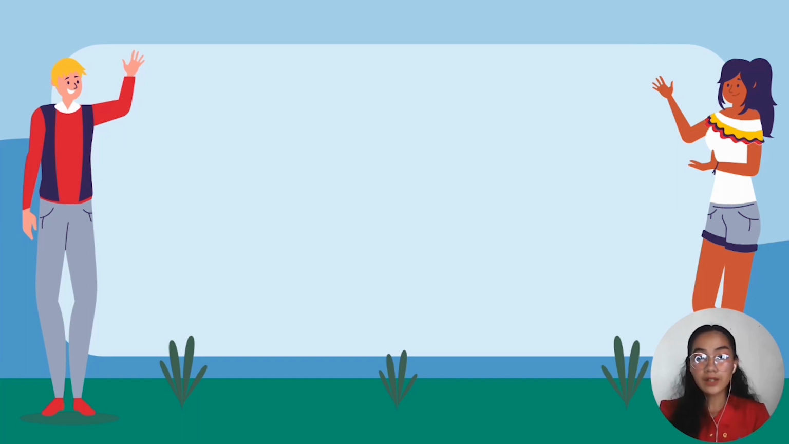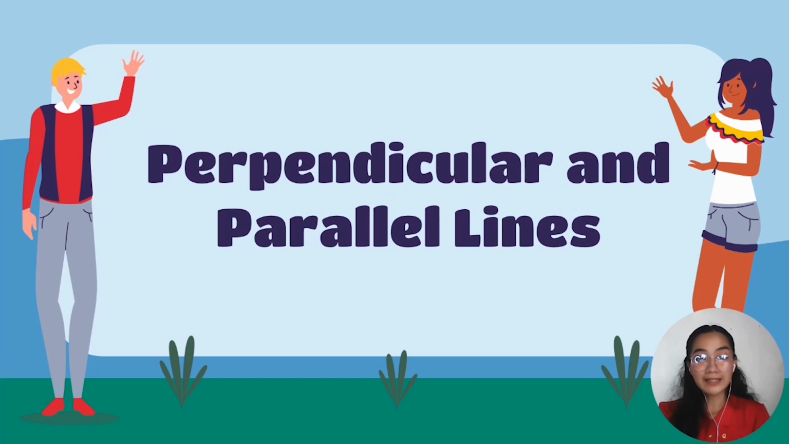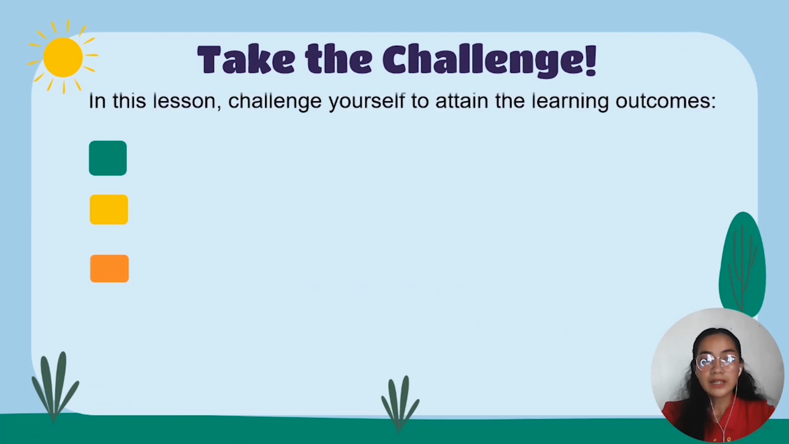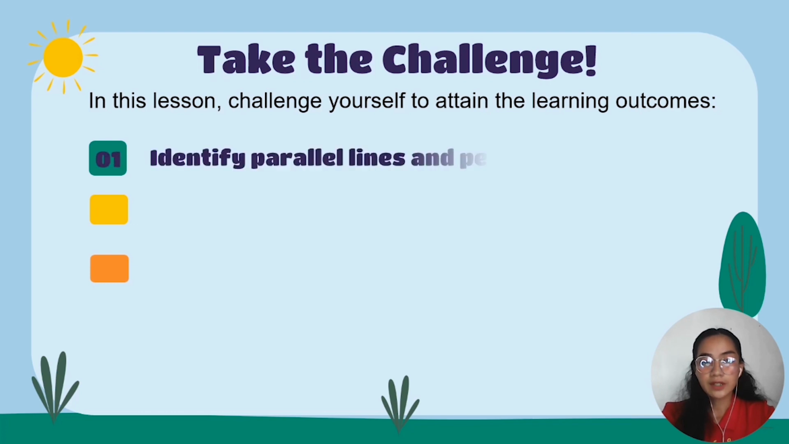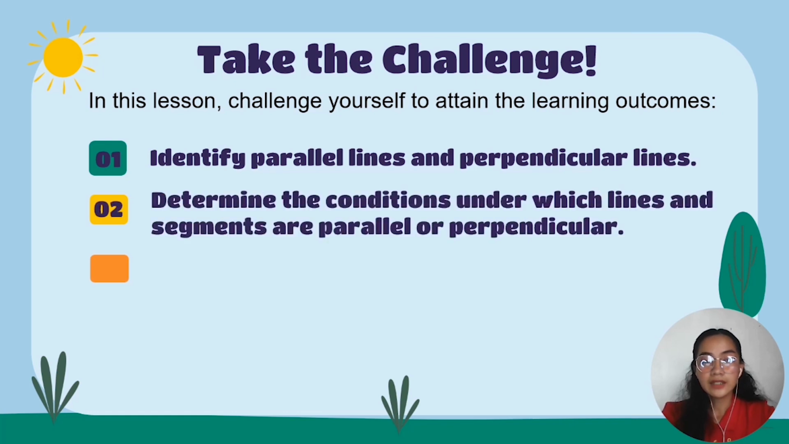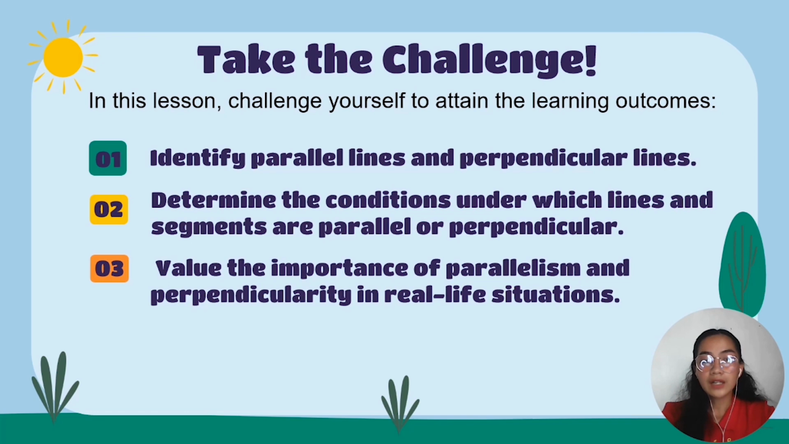So our topic is all about perpendicular and parallel lines. Before we proceed to our proper discussion, let's know first the learning outcomes of this lesson. Take the challenge. In this lesson, challenge yourself to attain the learning outcomes. First, identify parallel lines and perpendicular lines. Second, determine the conditions under which lines and segments are parallel or perpendicular. And lastly, value the importance of parallelism and perpendicularity in real-life situations.